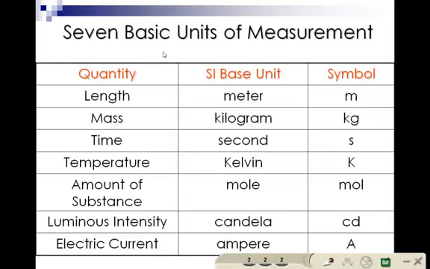Now here are some SI units you're probably familiar with. There are 7 basic units of measurement. We won't be using all of these in chemistry, but we'll be using most of them. Length, obviously the meter, symbol M. Mass, kilogram, kg. Time, second, the S.